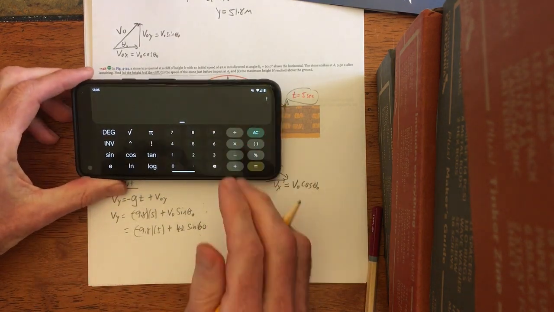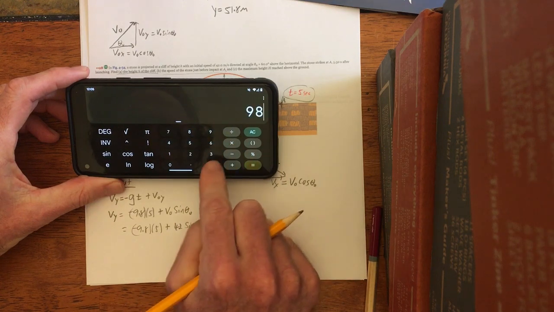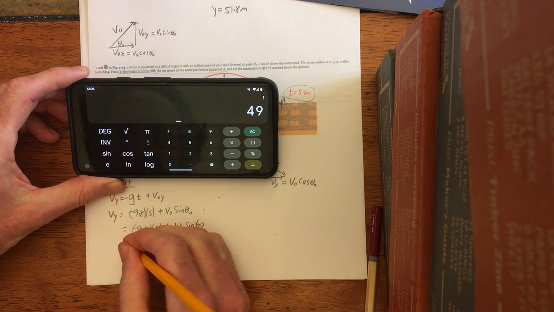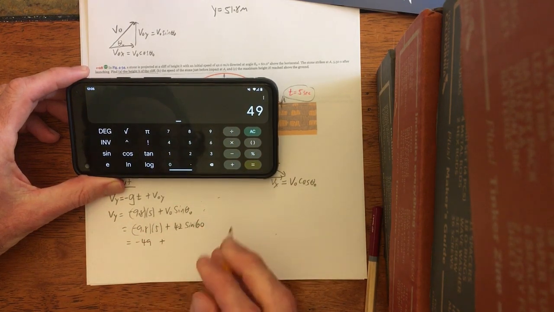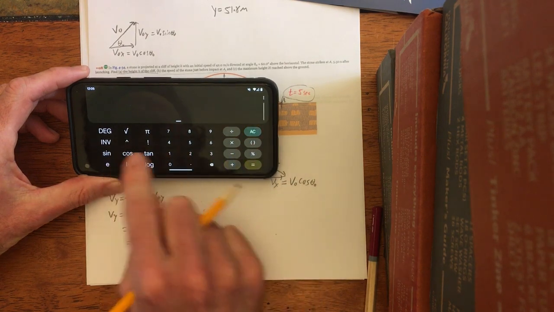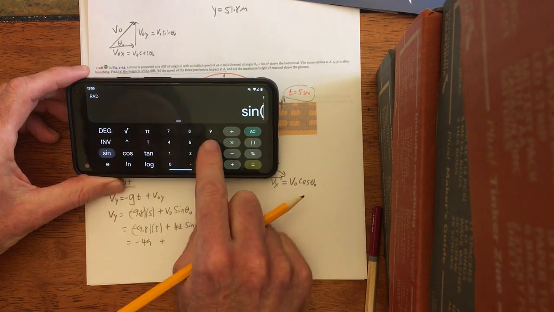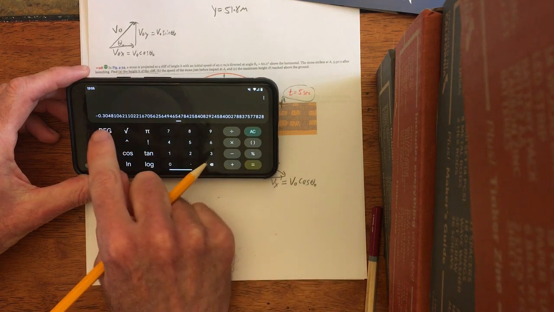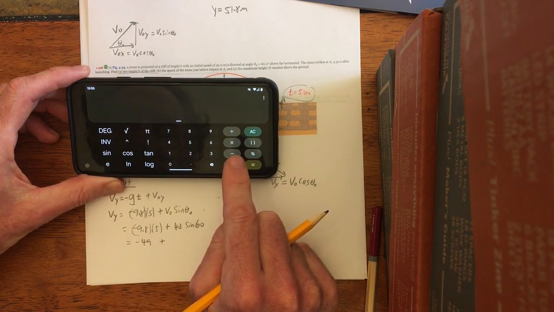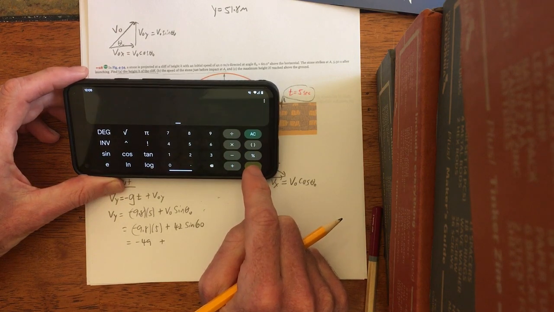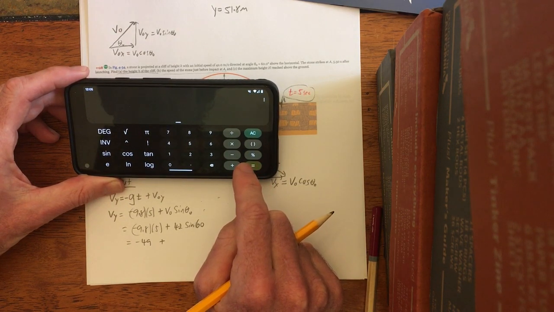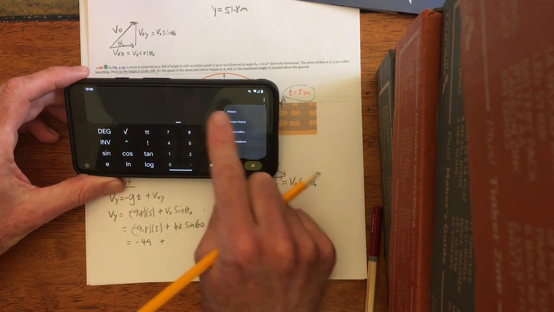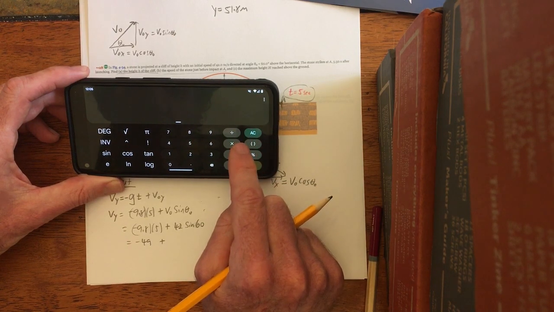Let's see if I can spin my calculator around. Okay, so 9.8 times 5 should give me 49. Okay, good, so this is negative 49 plus sine of 60 should be good. Wait a minute, that doesn't look right. Hold on a second here. Is there like modes? I've never really used my phone calculator like this before. Let me see, is there like settings? No. I don't know, that's kind of weird.